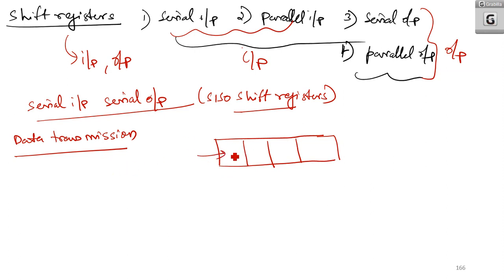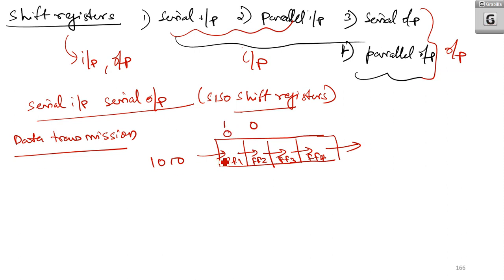After the first clock burst, the output of the first flip-flop will be transferred to the second flip-flop. On the next clock burst, it will be transferred to here, then to here, and at last it will come out from this flip-flop. I am considering these as flip-flops 1, 2, 3, 4. If 1 0 1 0 is going in, initially 0 will come into flip-flop number 1 in the first clock. In the second clock, that 0 will be transmitted to flip-flop number 2 and 1 will come here.